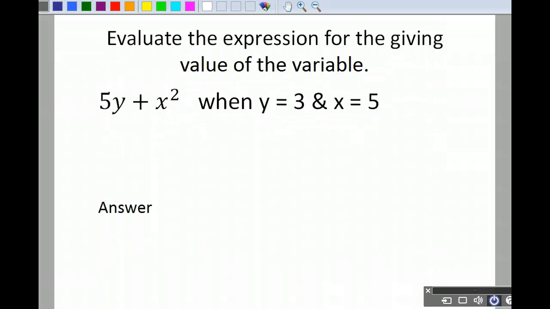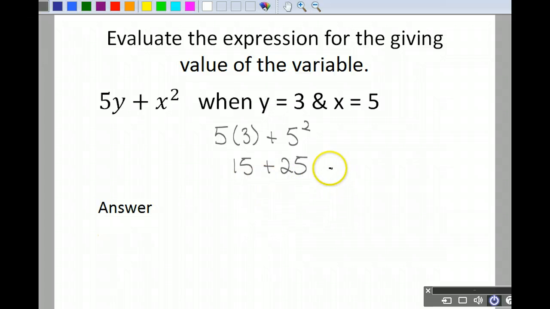So for this problem, we're going to evaluate the expression for the given value of the variable, sorry about that typo. 5y plus x squared when y is equal to 3 and x is equal to 5. Remember to pause. So now I have 5 times 3 plus 5 squared. So I have 15 plus 25. 15 plus 25 is 40.